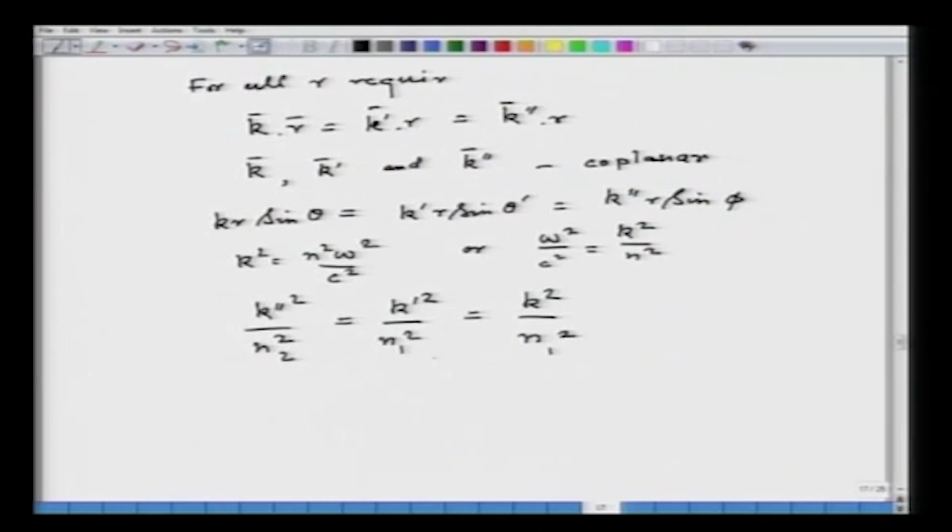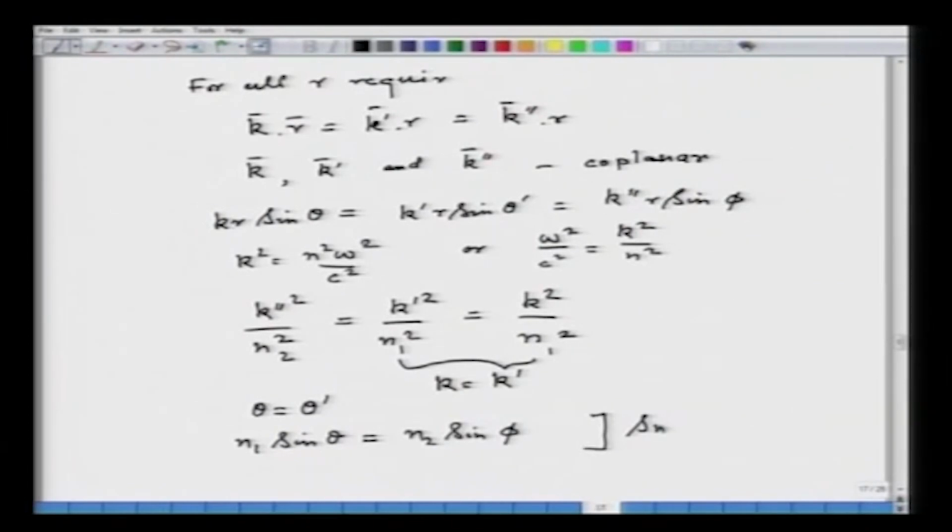If we look at that from these two expressions, this basically means that k has to be k prime. Once again, we did not assume that before, but it turns out that after solving it, this is going to be true only when k is equal to k prime. Now, if we substitute that, this also gives us that theta is going to be equal to theta prime, and we also get the equation that n 1 sin theta is going to be equal to n 2 sin phi. This is nothing but what you have studied in high school, Snell's law, that defines the reflection at an interface.